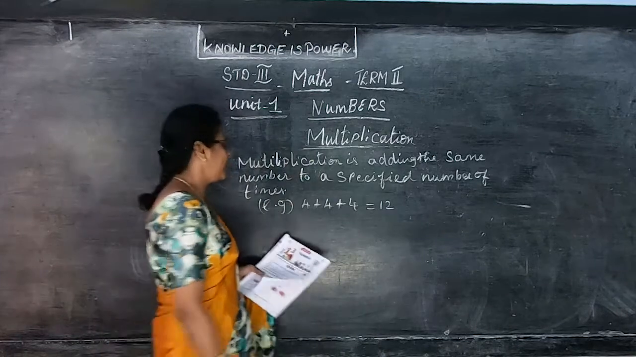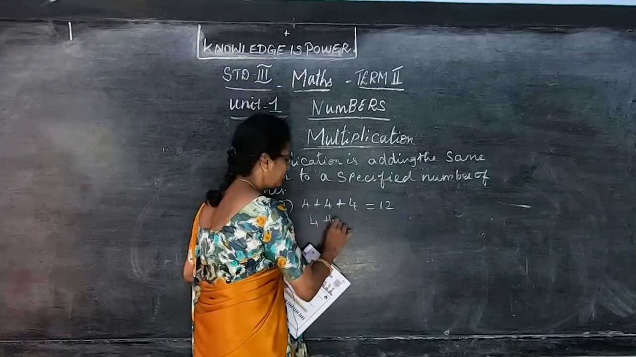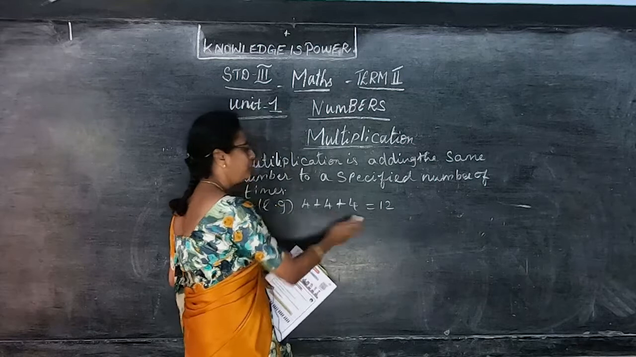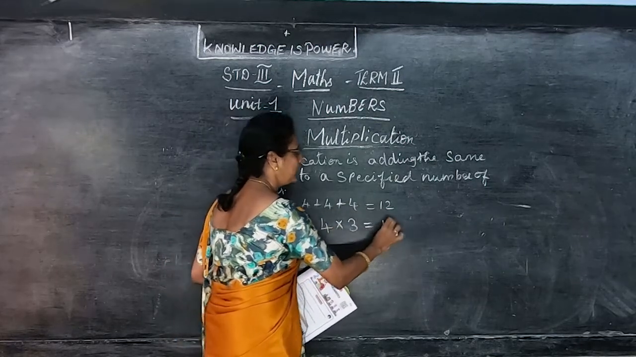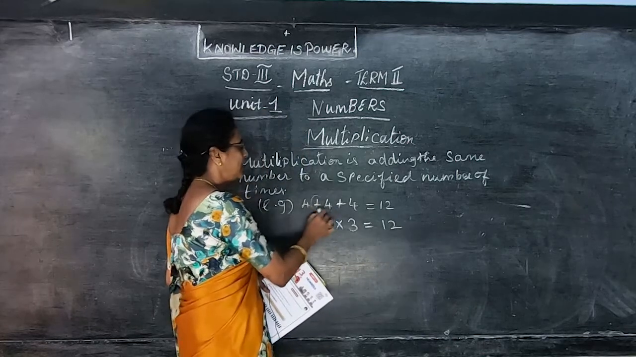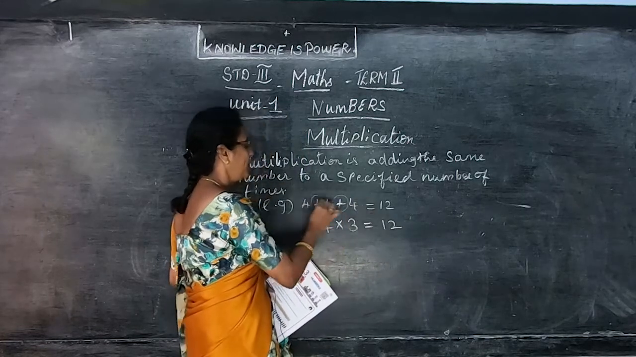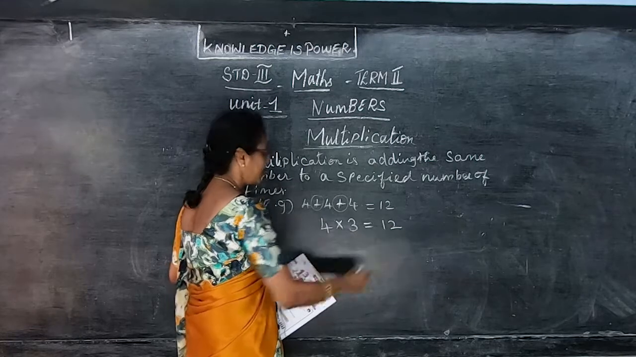So, here we add 4, 3 times. How many times are we adding the 4? 3 times. So, 4 added 3 times is 4 into 3. We are adding 4 three times. So, 1, 2, 3. So, 4 3s are 12.